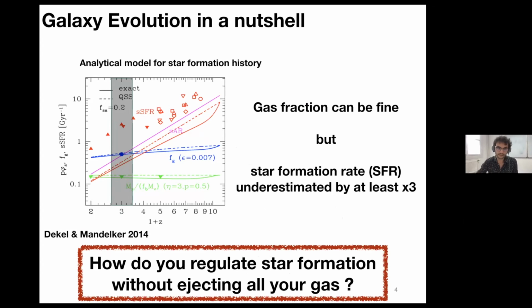For instance, this one by Avishai Dekel and Mandelker. It's a very complicated plot, but the main takeaway is that here the gray zone is the cosmic noon. You can get the right gas fraction, which is half of your baryonic mass. But if you do that, your star formation rate is underestimated by at least a factor of 3 between the observations here, the dots, and the lines, which is the model. So it's basically summarizing all the bathtub problem issues that are still not solved.